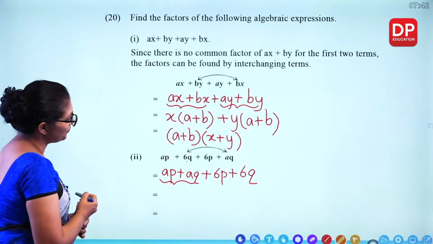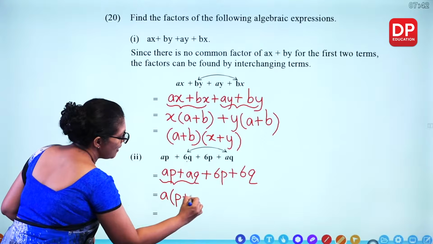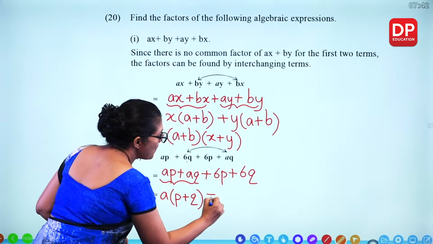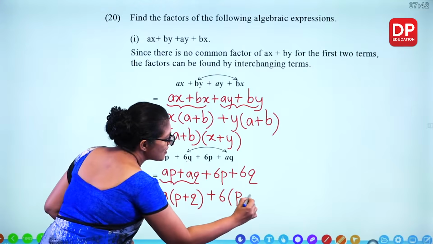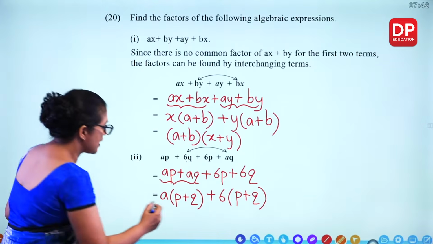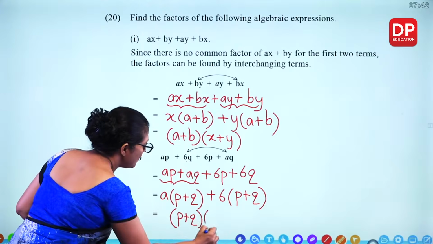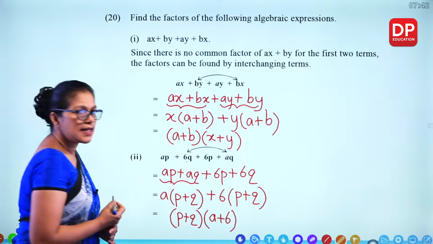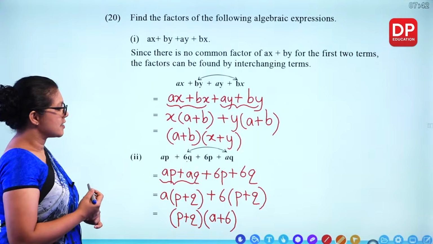Take first two. A is common. Take it out. Then p plus q remains. Then this one, plus b is common. Take it out and p plus q is remaining. Then p plus q, take it out and the remaining part is a plus b. So that's how we factorize.